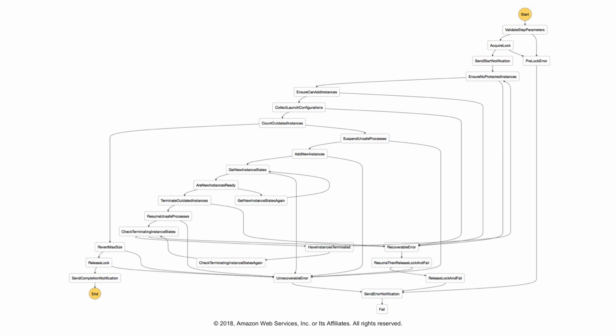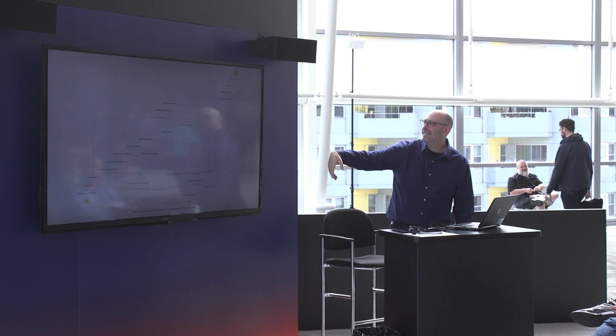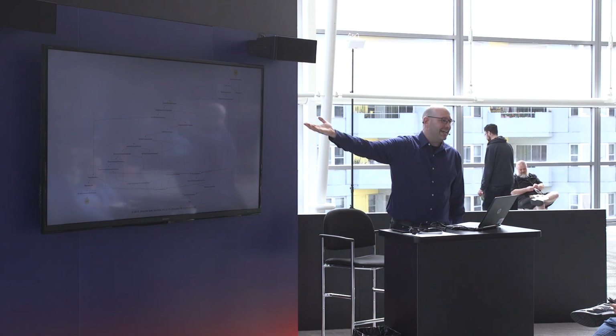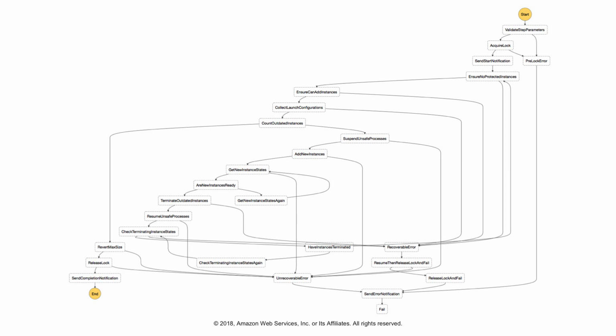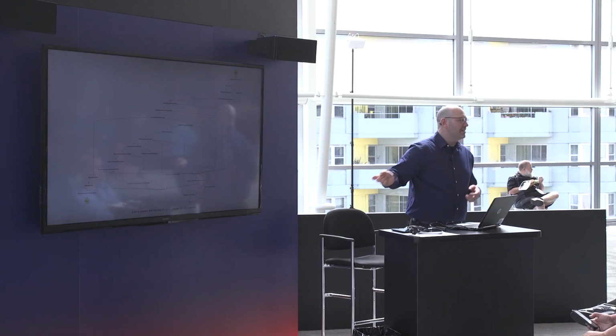Some of the names sort of indicate what they do. For example, we have a validation step. We have a step to ensure that there are no protected instances that can't be terminated. We ensure that we can actually add instances by looking at, I believe, the Trusted Advisor API to make sure that we're not going to hit a limit. We have outdated instance counters. We have terminations, and we have recoverable and unrecoverable error handlers that do the right thing. We also have that acquire lock in DynamoDB as well.